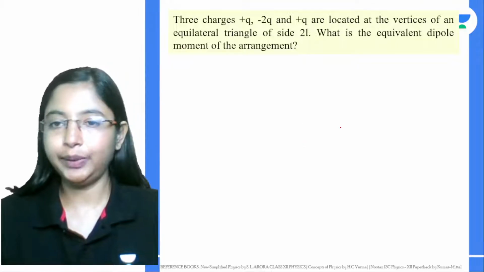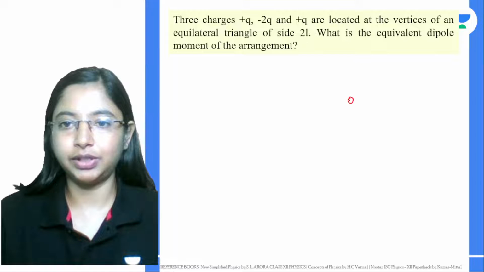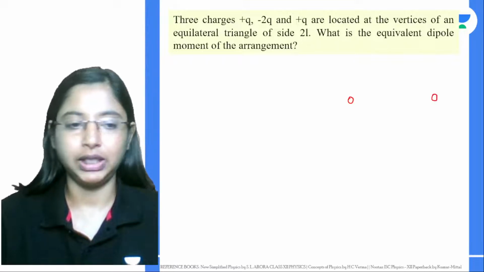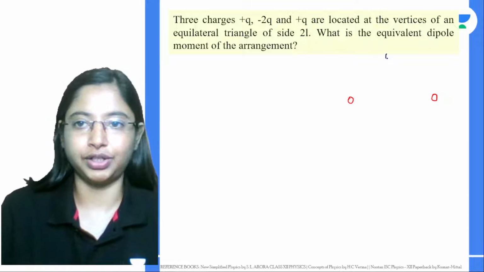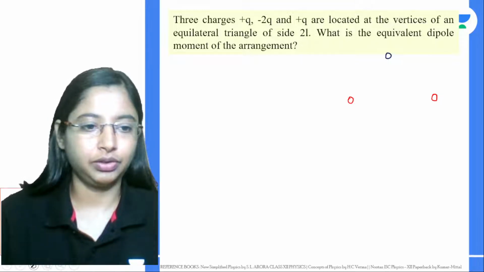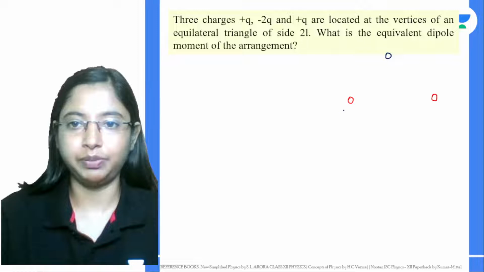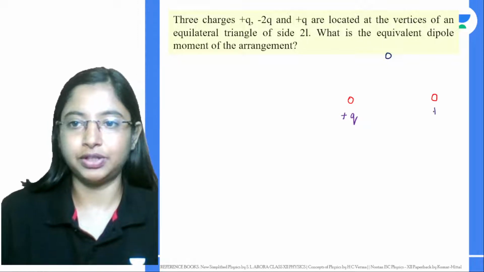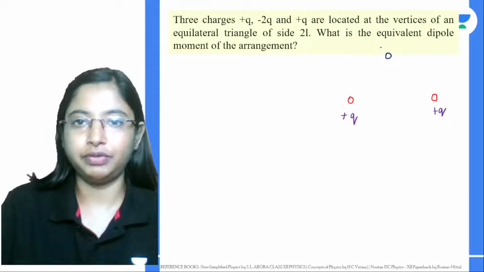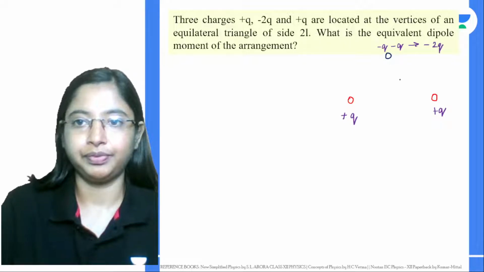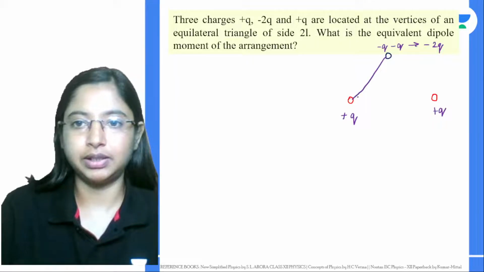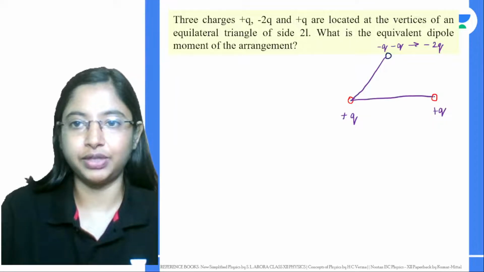Okay, so equilateral triangle. According to that, there is one charge here, there is one charge here, and there is another charge over here. Let this charge over here be positive q, another charge is another positive q, and let the charge over here be minus 2q. So you have a minus q and minus q, total charge over here is minus 2q. So these are the charges, sitting on the vertices of an equilateral triangle.